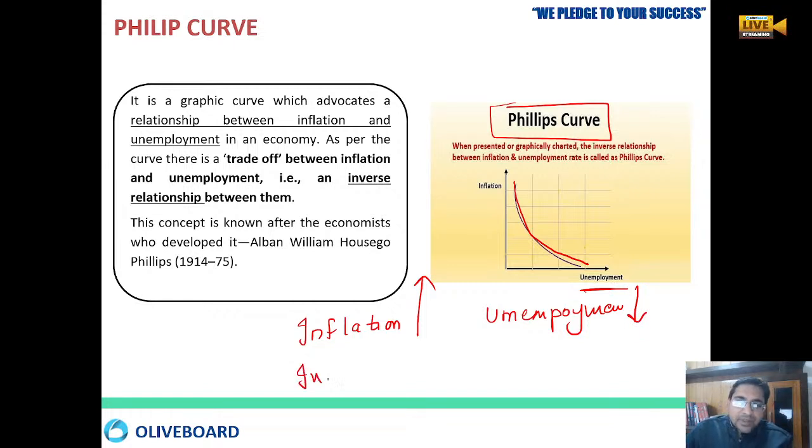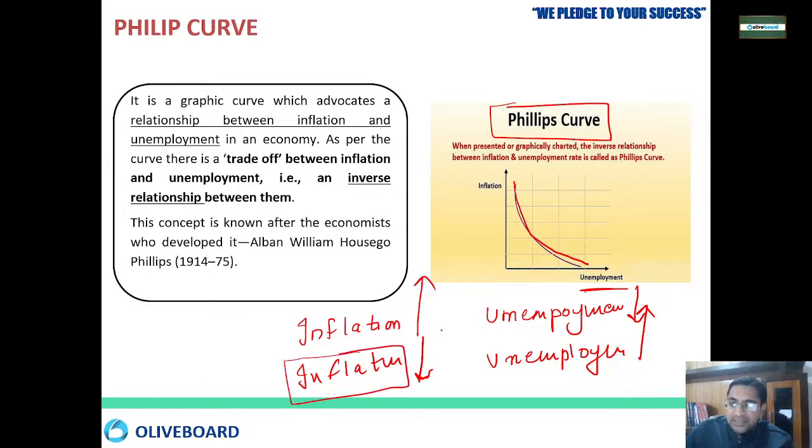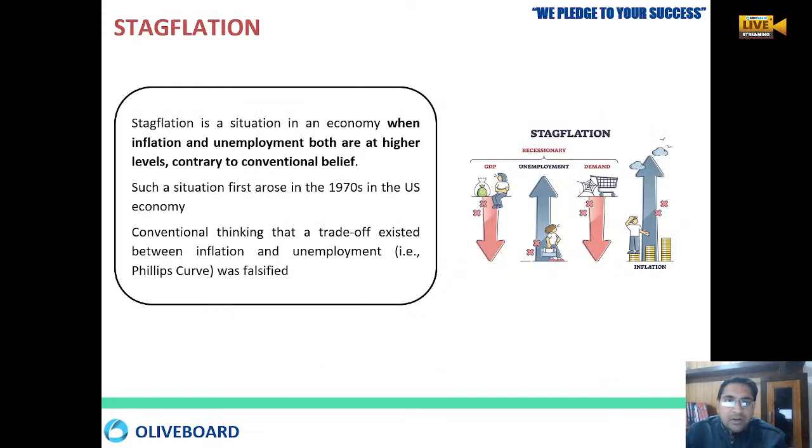And if inflation is going down, then unemployment will increase. Because if the inflation is going down, that means there is very little money in the market, so there will be less money for investment, so obviously the unemployment will be there. Okay, so this is an inverse relationship. The Phillips curve has an inverse relationship, right? So you better all know this, right?